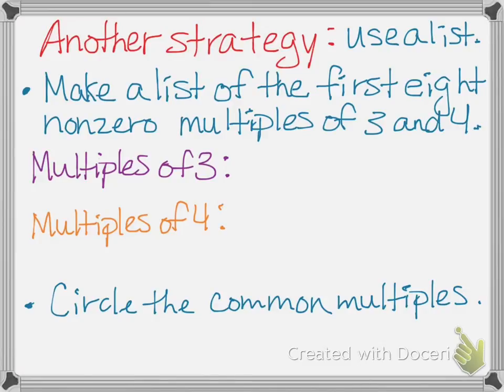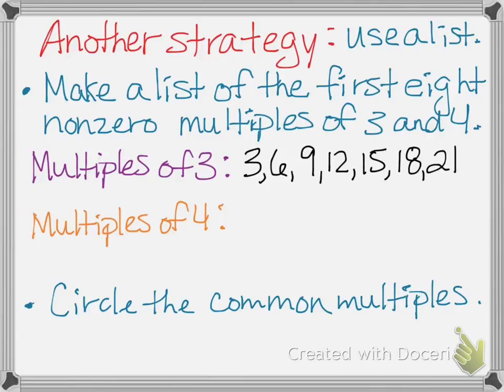Another strategy is to use a list. Make a list of the first 8 non-zero multiples of 3 and 4 of the original fractions from the word problem, 1/3 and 1/4. So I'm still using the denominators, the numbers that are in the denominator's place. So let's list the multiples of 3. 3, 6, 9, 12, 15, 18, 21. Do we have 8? 1, 2, 3, 4, 5, 6, 7. One more.